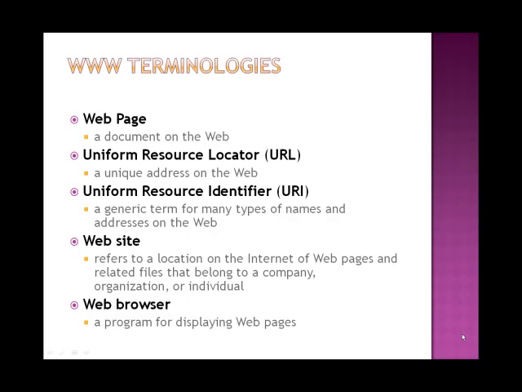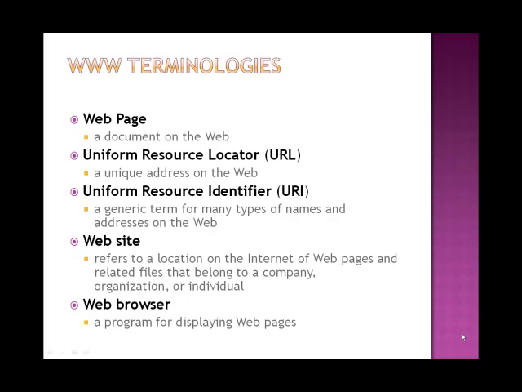A document on the web is called a web page, and it is identified by a unique address called the Uniform Resource Locator, or a URL. A URL is also commonly referred to as a web address, and so we use these terms interchangeably. A URL is a form of a URI, that is a Uniform Resource Identifier, and it is a generic term for many types of names and addresses on the web. So a URL is a page locator, while a URI is the identifier for many other different resources on the internet.